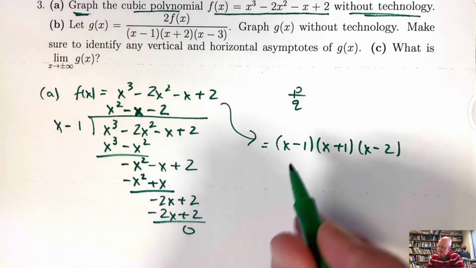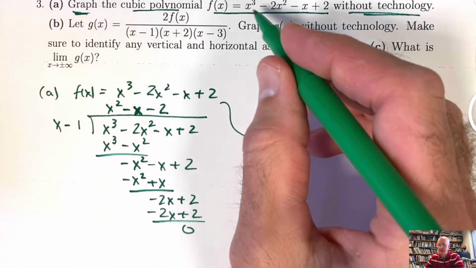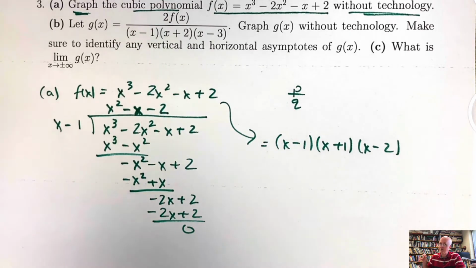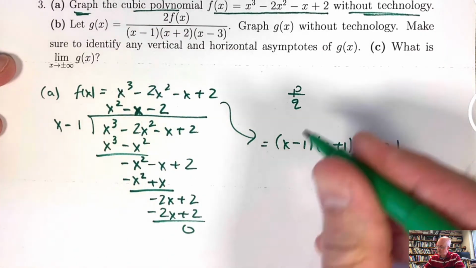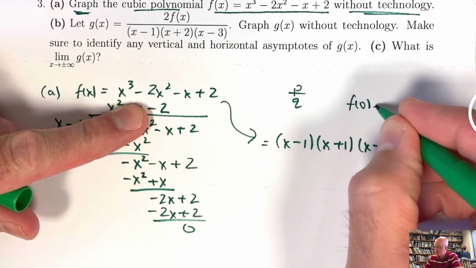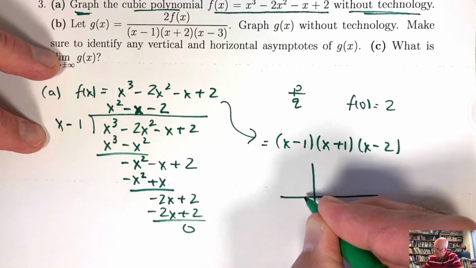So the x-intercepts are 1, -1, and 2. It's a cubic with a positive leading coefficient. The end behavior is that y goes to plus infinity as x goes to plus infinity, and y goes to minus infinity as x goes to minus infinity. With these roots, we could also figure out the y-intercept. F of 0, plug in 0 here, is 2. So we can make a pretty decent graph pretty quickly.